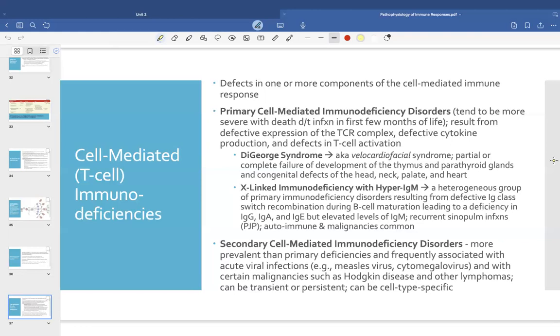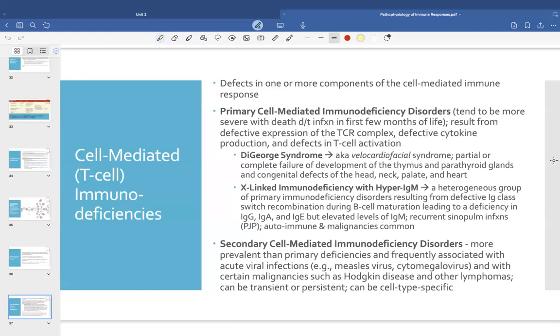Okay. Clearly, they also have secondary cell-mediated disorders. These are not genetically coded, and obviously they're way more prevalent than primary deficiencies. Often you're going to see significant viral infections, again malignancies, lymphomas. It can be transient or persistent, and it can be cell type specific.